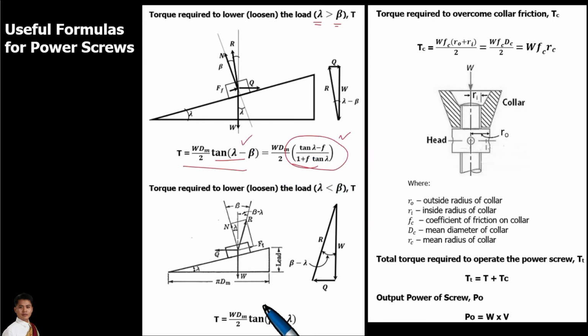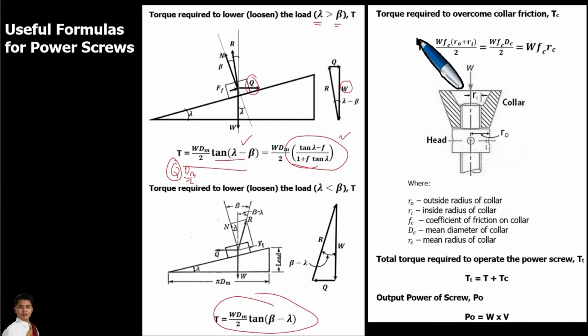Okay, similar lang dito. Pwede nating expand yung tangent quantity beta minus lambda. So, dito naman sa case na to, yung ating lambda ay mas maliit sa beta. Again, doon sa nauna, pinalitan lang natin yung force Q in terms of weight tsaka yung lambda and beta. So, ganun din dito. So, yung torque, yun pa rin yung Q multiplied by dm over 2. And then yung Q, solve natin siya in terms of weight and lambda and beta.